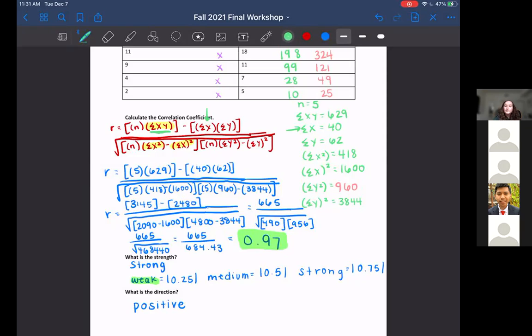Isn't it based on the sign? So since it doesn't have like the negative sign, it's positive. Yes, that is correct. So since it is a positive number, it is a positive direction. If it was negative 0.97 instead, then it would be negative. Good, correct. Okay, does anyone have any questions on direction before we move on to t-test or anything that we went over on correlation coefficient?